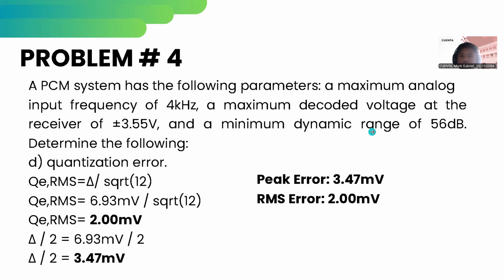The last problem is the quantization error. QE RMS is equal to the resolution over square root of 12. So the resolution, again from the previous problem, letter C, is 6.93 millivolts over square root of 12. So you will get the RMS error of 2 millivolts. If we need the peak error, the formula is resolution over 2. So 6.93 millivolts over 2 is equal to 3.47 millivolts. So the peak error is 3.47 millivolts and the RMS error is 2 millivolts.